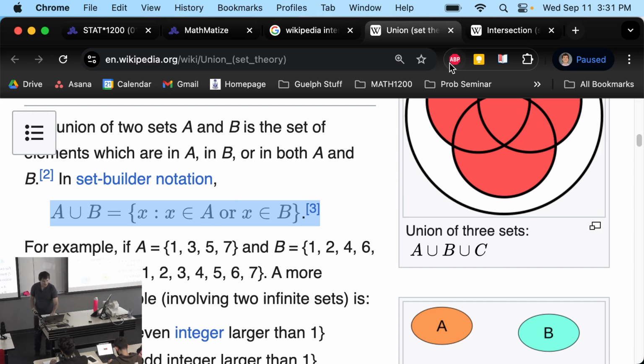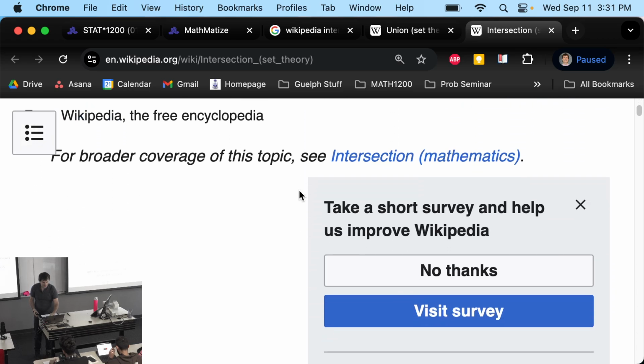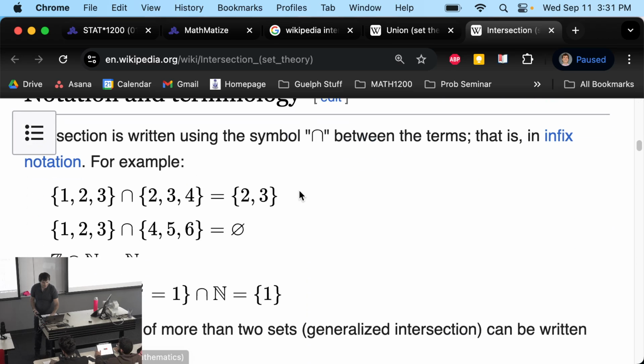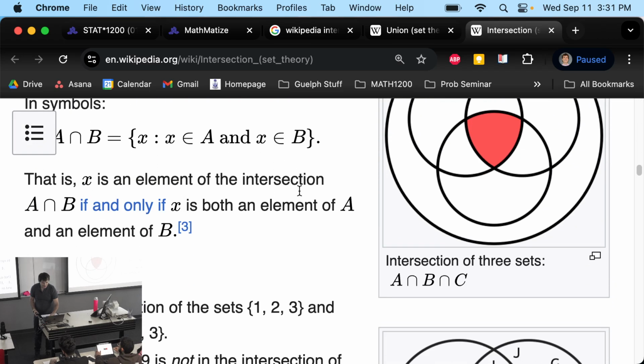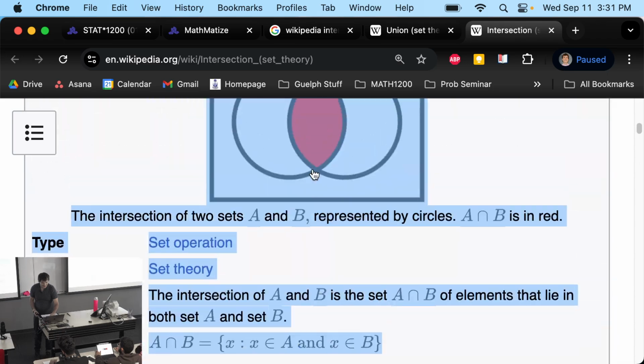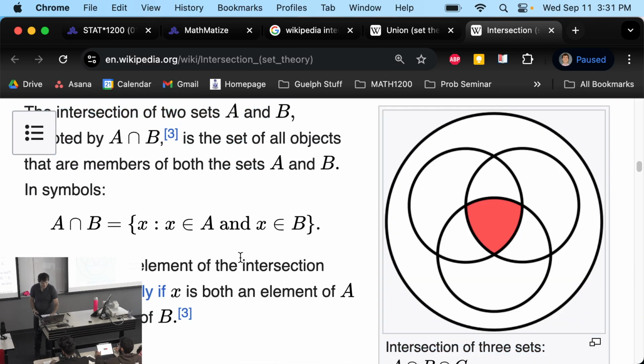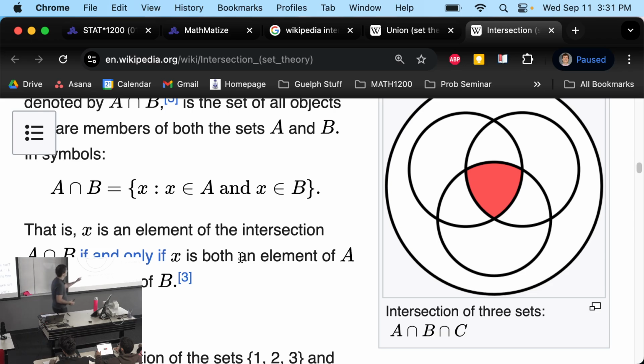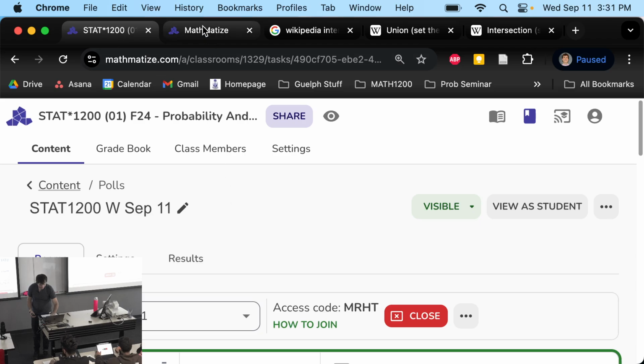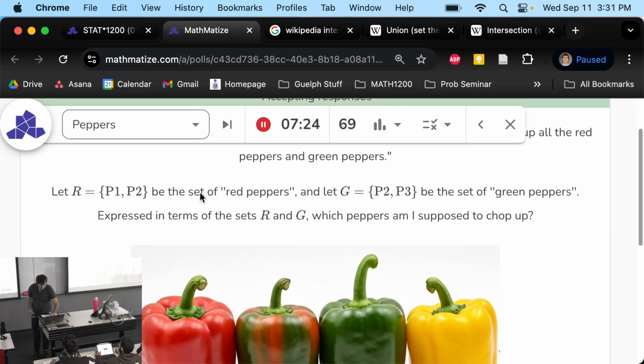And intersection, very similar looking thing, except it is with an and. Oh boy. It's with an and, okay. So this upside down U, X is in A, that's how you read that out loud, and X is in B. So one of them is an or, one of them is an and, and my question to you is, we're talking about these peppers. Which one are we talking about?